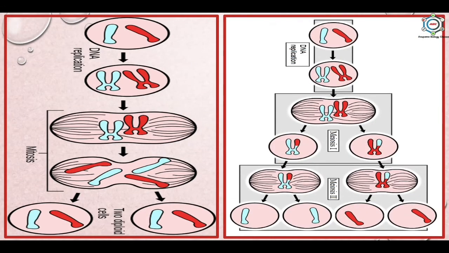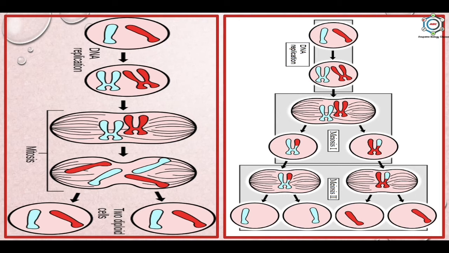Now, here you can see the differences between mitosis and meiosis. Mitosis is a cyclic process, while meiosis is not a cyclic process. All mitotic divisions are alike, while the two meiotic divisions are dissimilar. The first is reductional and the second is equational.